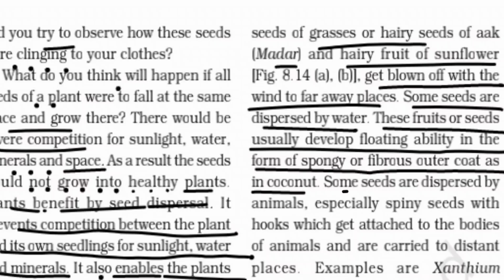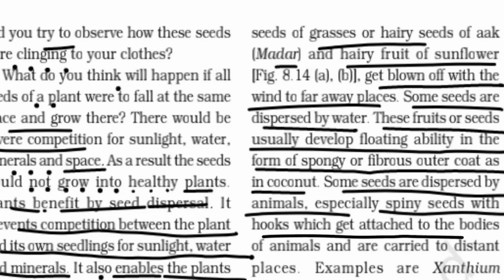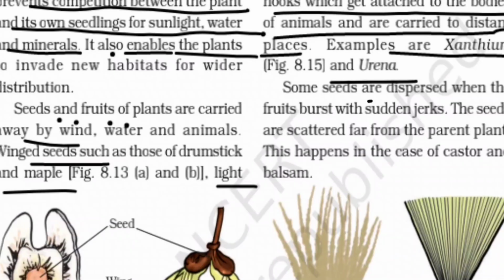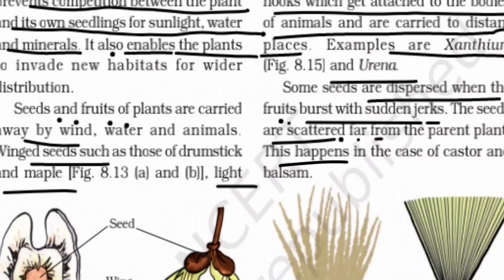Some seeds are dispersed by animals, especially spiny seeds with hooks which get attached to the bodies of animals and are carried to distant places. Examples are xanthium and urena. Some seeds are dispersed when the fruit bursts with a sudden jerk. The seeds are scattered far from the parent plant. This happens in the case of castor and balsam.